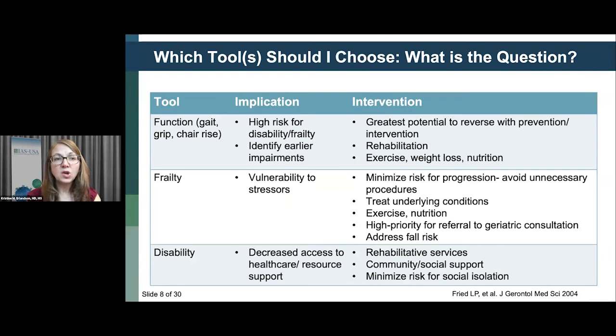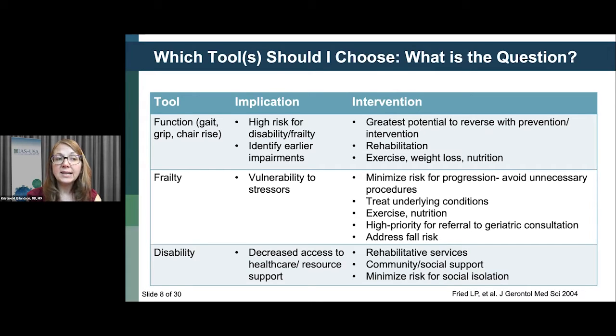So how can we incorporate some of these concepts into the clinic or into an observational or interventional study? The first thing, when deciding what test might fit best, we have to determine what is our question. What are we hoping to identify? How are we hoping to intervene? And then we can decide which test might be best.